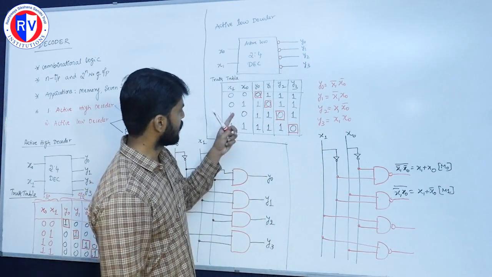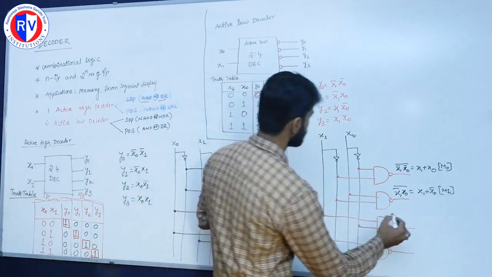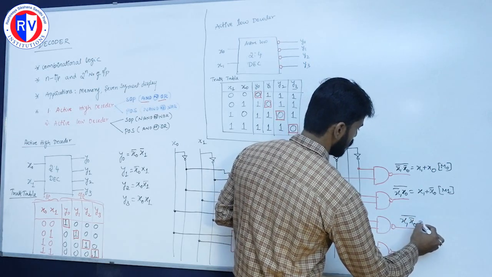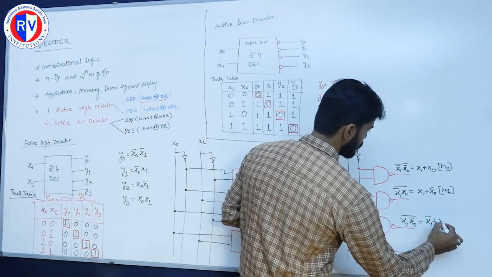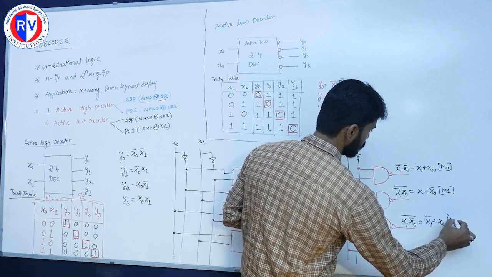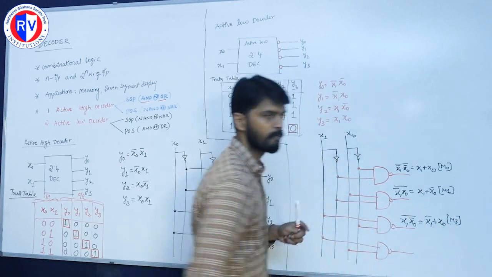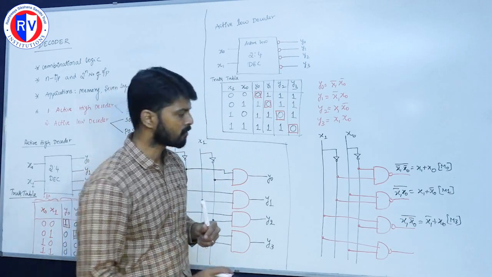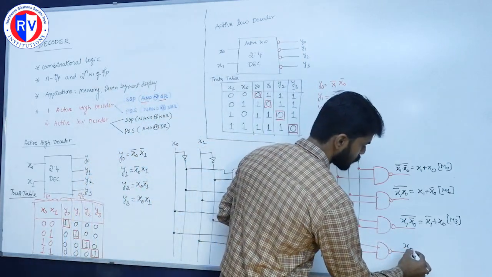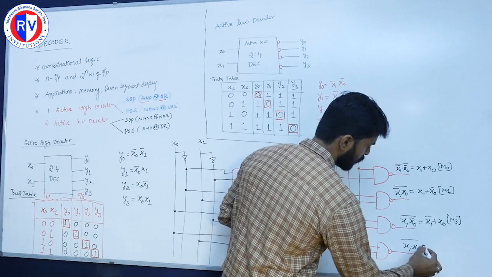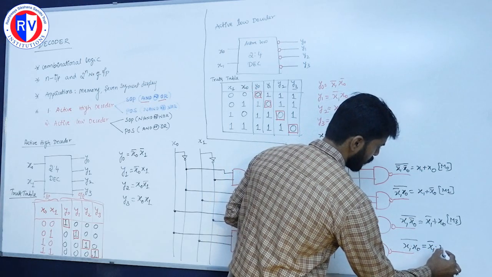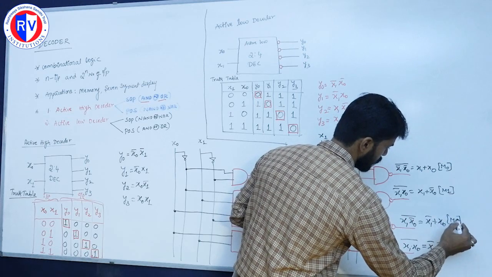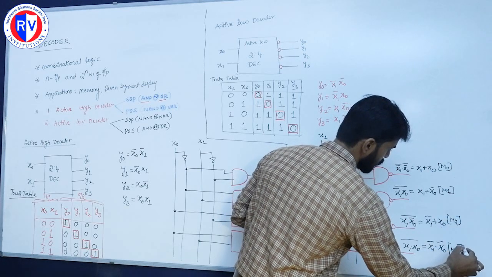Fine. Similarly, for the last case, this is x1, x0 bar, whole bar. This becomes x1 bar plus x0. This is the max term 3. Correct? All the POS equations we call max terms. The last one is x1 into x0 whole bar. This becomes x1 bar into x0 bar, and this is m2, and this is m3.